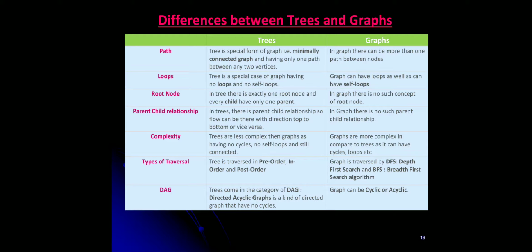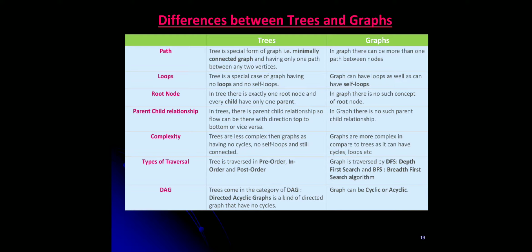First, coming to the path, a tree is a special form of graph, that is a minimally connected graph, and it has only one path between any 2 vertices. Whereas in a graph, there can be more than one path between the nodes. And with respect to loops, we can see this difference. A tree is a special case of graph having no loops and no self loops, whereas a graph can have loops as well as self loops.